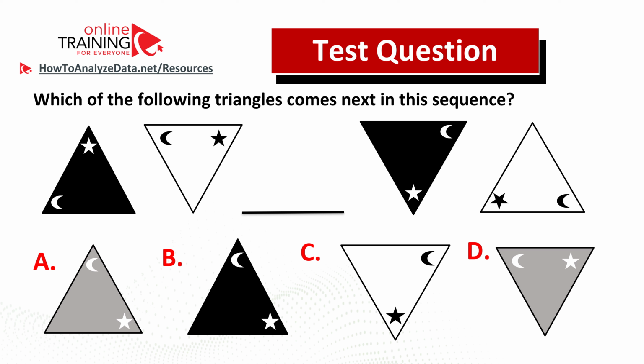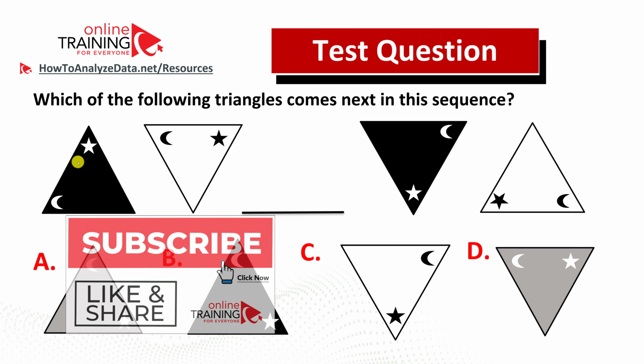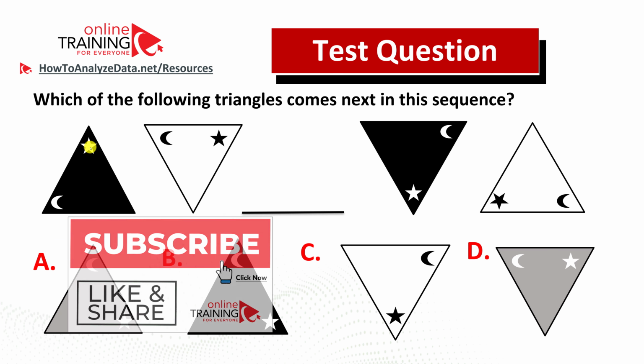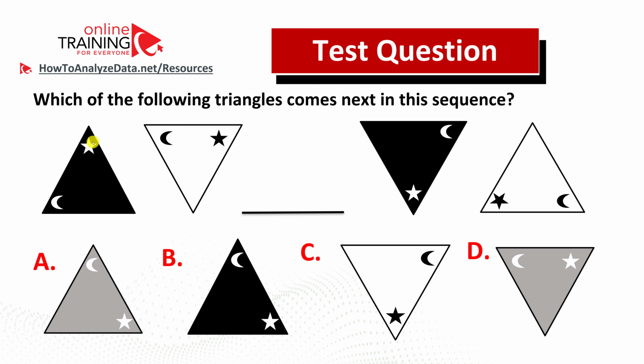Before revealing the solution to you, I would like to point at 2 patterns that we see in this problem. The first is the pattern of colors. You have a black triangle, white triangle, and then a missing triangle, then a black triangle and a white triangle. So something might be different from black and white potentially here. You also have a pattern of moon and star, and the moon and star move inside the triangle.